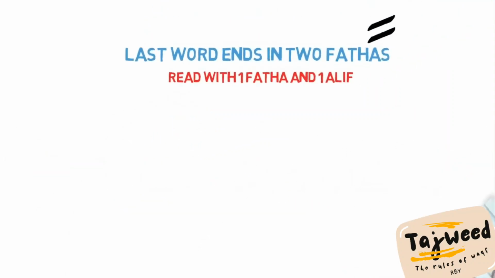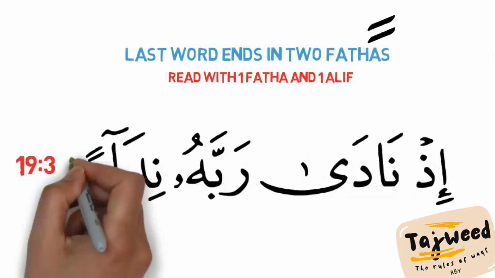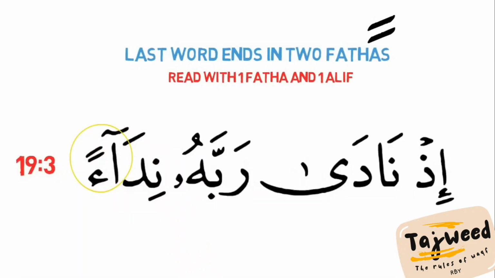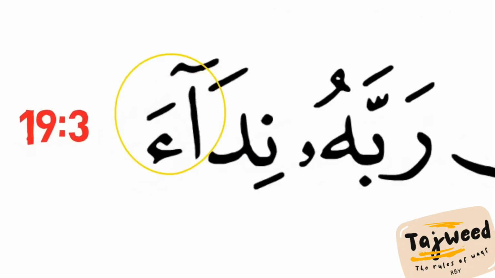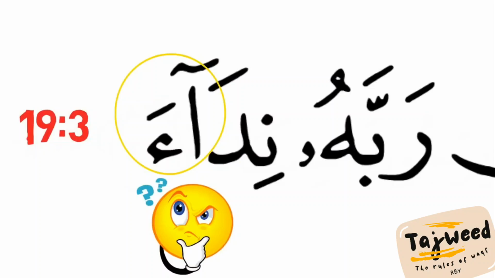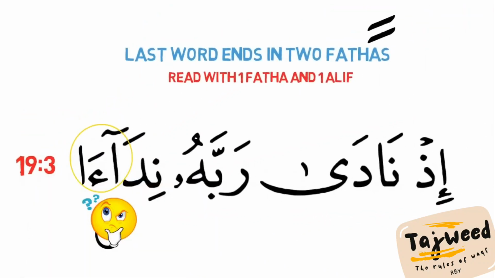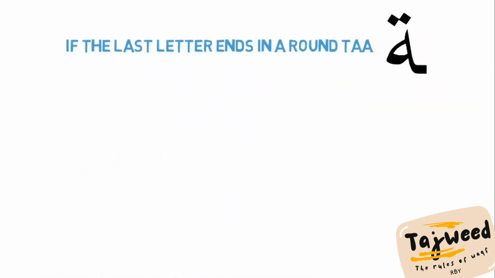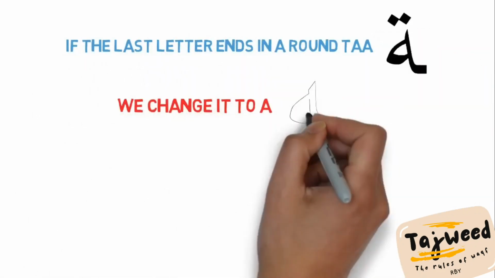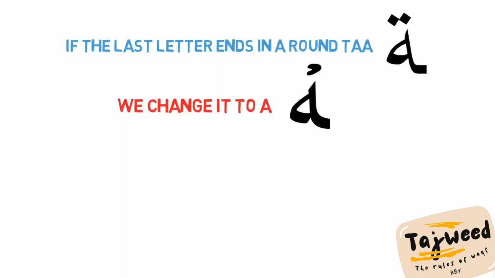And in this example, it has two fatha or fatha tanwin. The word reads nidaan. When we are reading and come to stop, we read it with one fatha and one alif. Where is the alif? The same rule applies here. We simply place the alif in its place and read it with one fatha. Now we read it as nidaa.